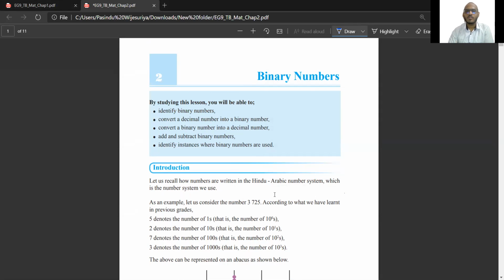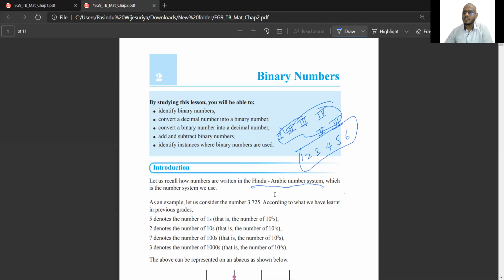You all might know the Roman numbers: 1, 2, 3, 4, 5, 6. So these are Roman numbers, and this number system is the Hindu-Arabic number system. That's the number system which is accepted by the world and is used right now pretty much everywhere.